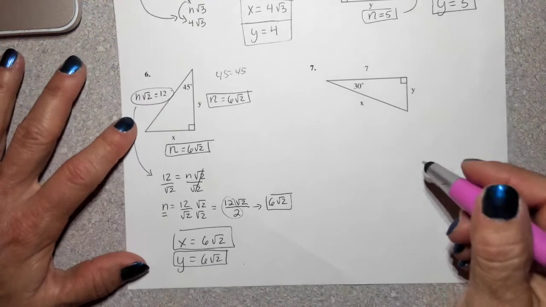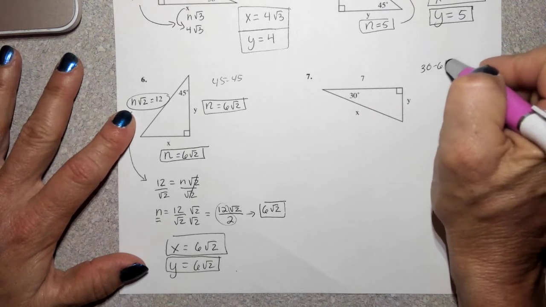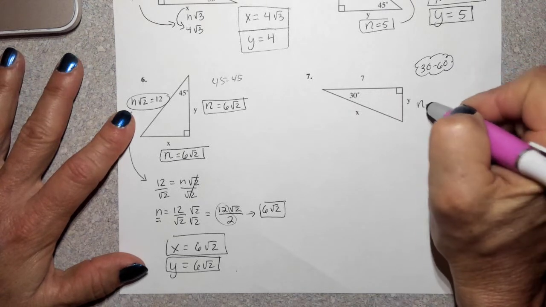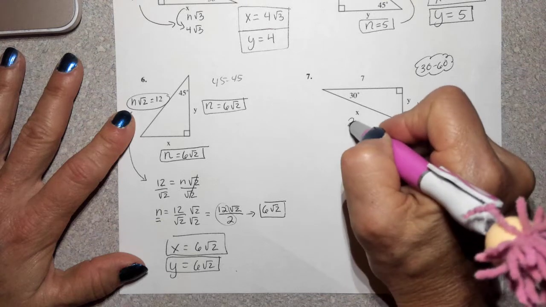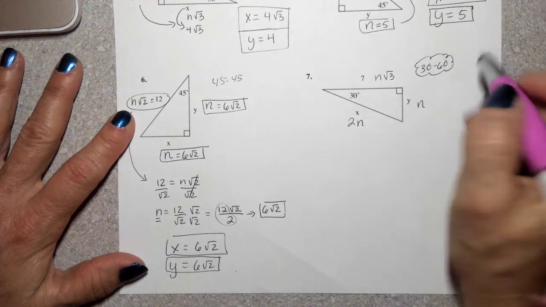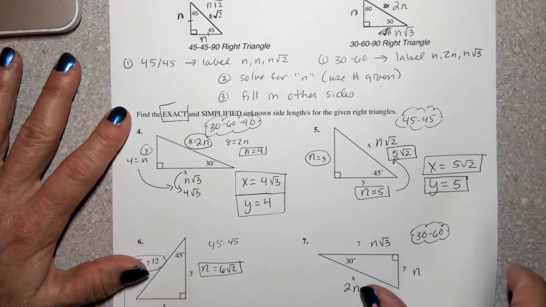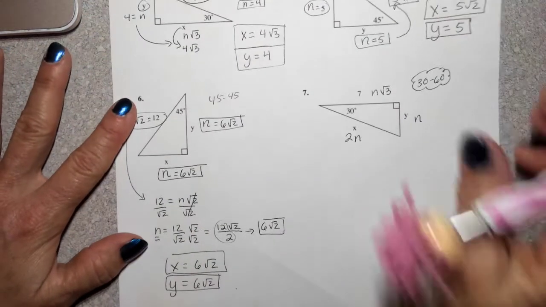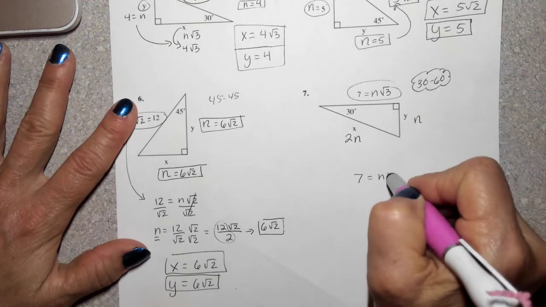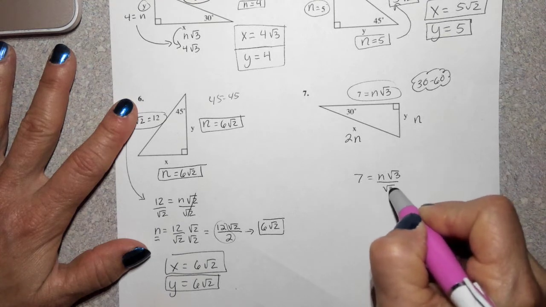Last one, the grand finale of fun. This is a 30-60, so once I know that it's a 30-60, I start thinking, how am I going to label that? Short side is going to be n, hypotenuse across from the 90 is 2n, and then the long leg is n root 3. Now that I have it labeled, I'm supposed to go ahead and solve using the number given. So again, this one's not that much fun because the side they gave me is a regular number, and I'm trying to solve for this with a radical in it.